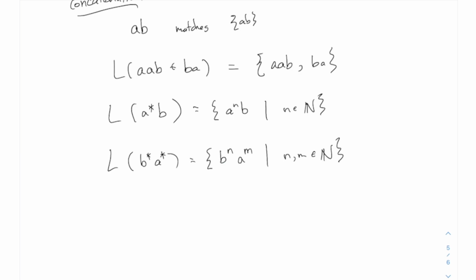Great. How about, just to be cute about it, AB star. This means repetitions of AB. So you could do AB, or ABAB, or ABABAB. This would be written something like AB to the N. Right? That's repetitions of AB.